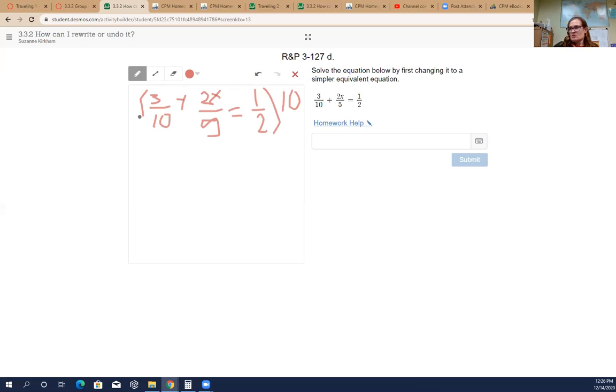Okay, so the first one, we've got a 10 on bottom, so we don't have to multiply the 3 by anything. The next one, we have a 5 on bottom, so what do we need to multiply the 2x by? 2. Okay, 2 times 2x is 4x. And then the next one has a 2 on bottom, so what do I need to multiply the top by? 5. So 1 times 5 is 5. Okay, and now what should I do to solve for x?